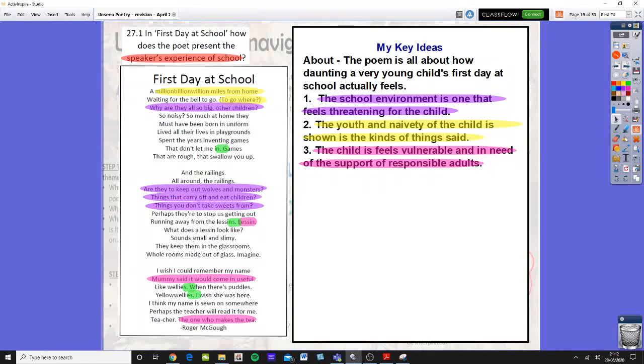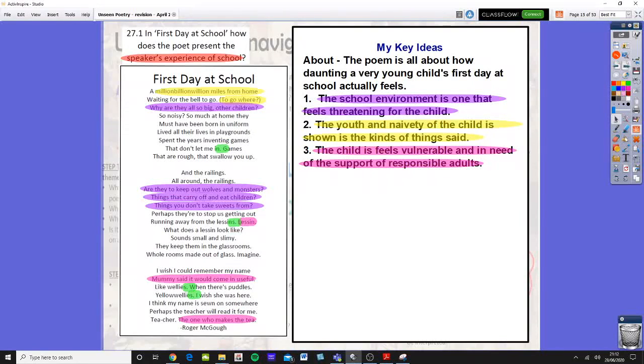I didn't highlight it in yellow, but lower down we've got another couple of examples in the second stanza. They're running away from the lessons. This child doesn't know what a lesson is. Thinks it's some sort of creature or something that's small and slimy. And there's also, they've misheard the word classroom and think it's a glassroom. So very much this poet is trying to show how very, very young this child is, and those few examples there that you could have included. You don't, by the way, need to write about every example, just as much as you can in the time that's given to you.